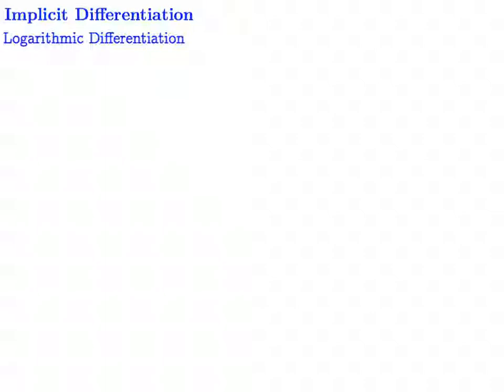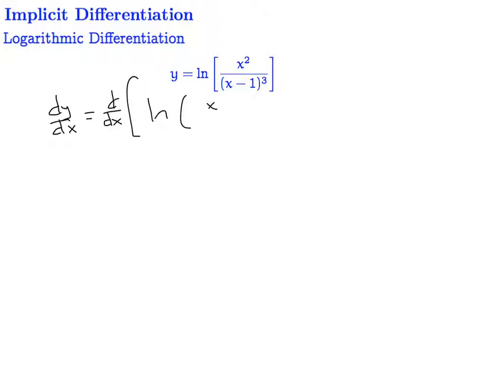So our last big idea from this section is called logarithmic differentiation. Let's recall a problem we faced just a few days ago. We were faced with problems that involved natural logs of functions, and we wanted to find the derivative. So this means that the derivative of this function involves taking the derivative of this big natural log of stuff.